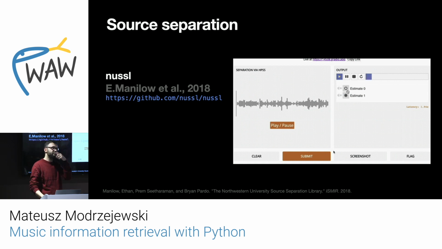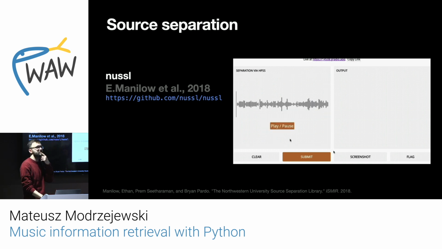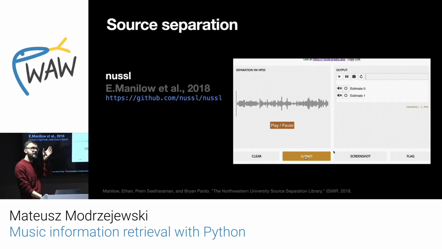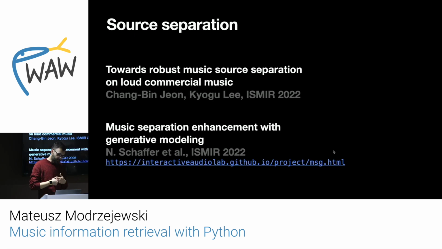This is called Nussl. This is by the friendly people at Northwestern University. And this already comes with a Gradio interface that you can just play with. You can upload your own tracks, and it works reasonably well. And there's much interest in this side of research.